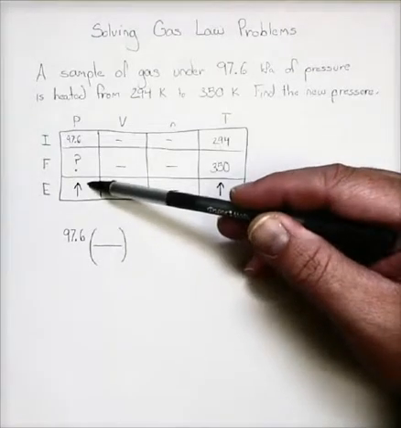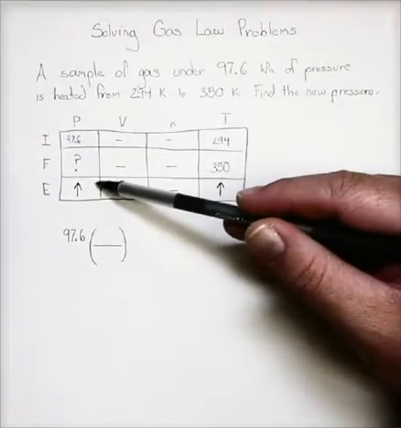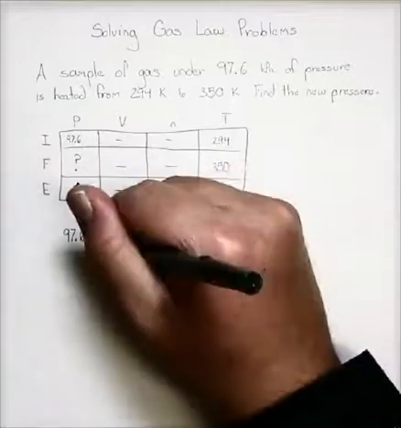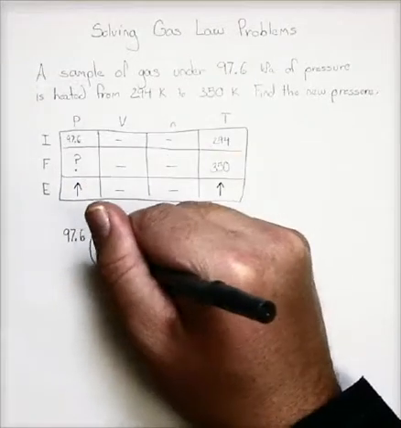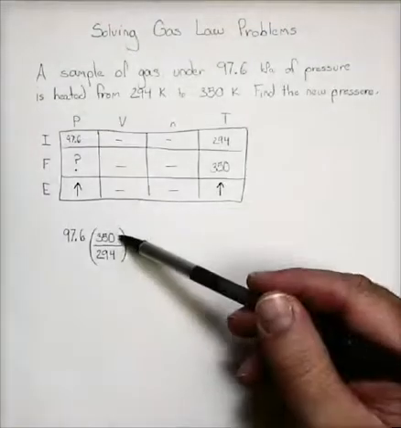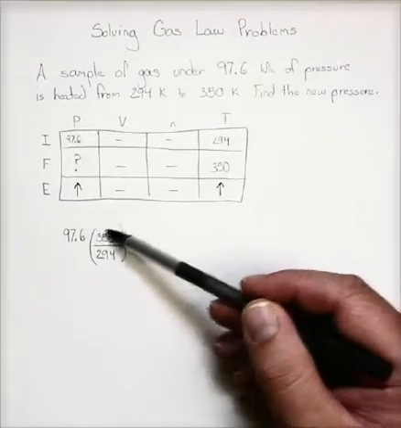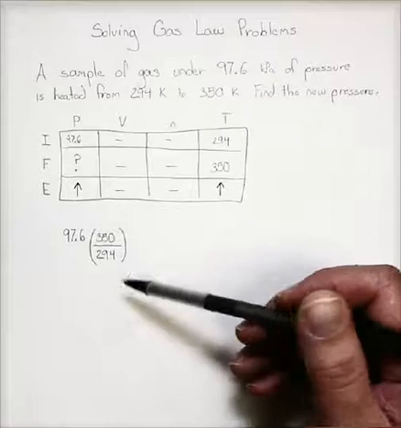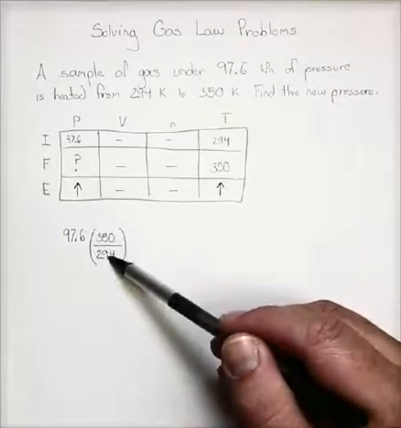And here's the way it works. If this gets bigger, the bigger value goes on top. If this gets smaller, the smaller value goes on top. So this is getting bigger, so we want our bigger value, 350, on top, and our smaller value, 294, on bottom. The reason is that this fraction really just means take 97.6, multiply it by whatever's on top, and then divide all of that by whatever's on bottom. That's really all a fraction means. And so in this case, we're multiplying by the big one and dividing by the small one.